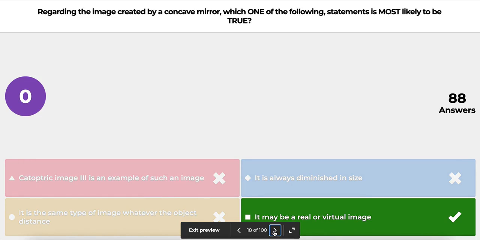Catoptric image 3 is an example of an image produced by a convex mirror. The image formed by a concave mirror can be of the same size, diminished, or increased in size. This will be dependent on the location of the object. So it is not the same type of image whatever the object distance, but the distance can make the image either real or virtual. As you can see here, it may be real or virtual. This is the right answer.